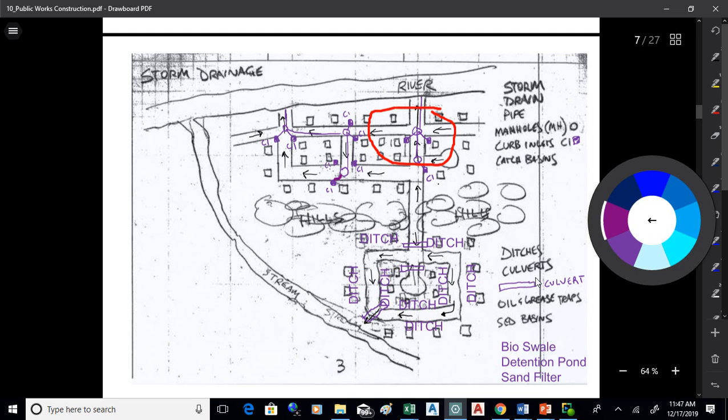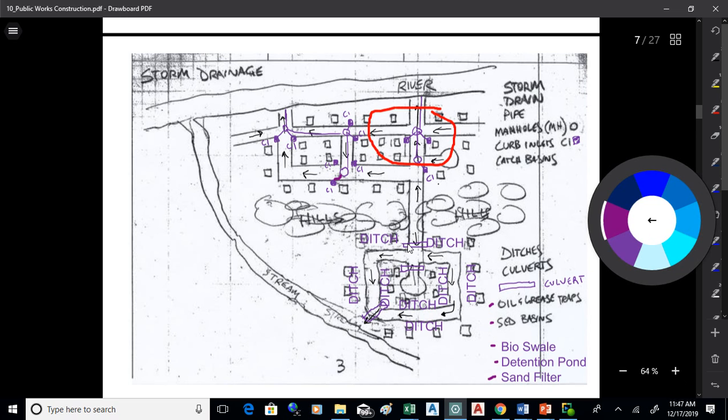Nowadays, though, we're much more concerned about treating the water. We don't just want to take it right off the road and put it into a river or stream or lake or pond or whatever. So we have some treatment methods now. We use oil and grease traps, sedimentation basins, bioswales, detention ponds, sand filters, things like that, that help to treat the water before we discharge it.